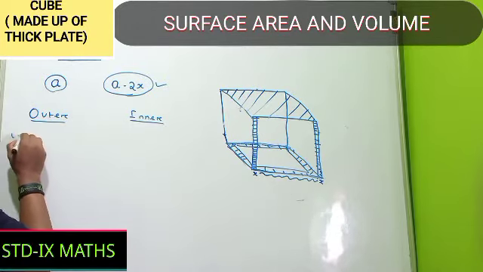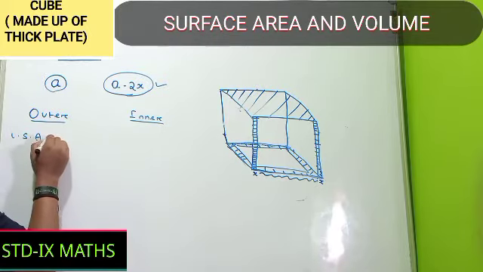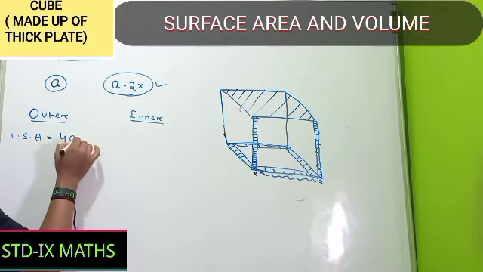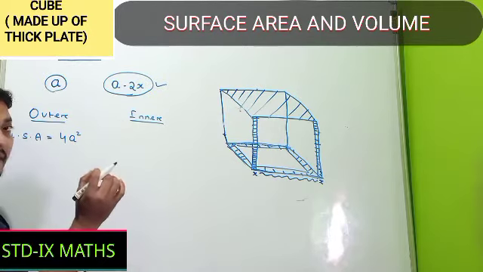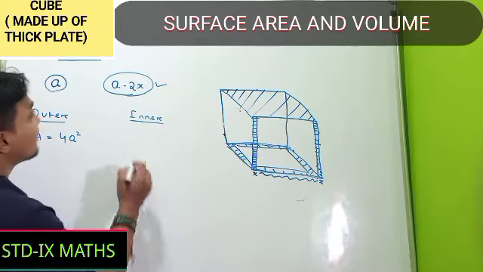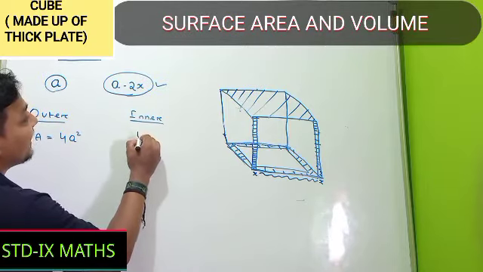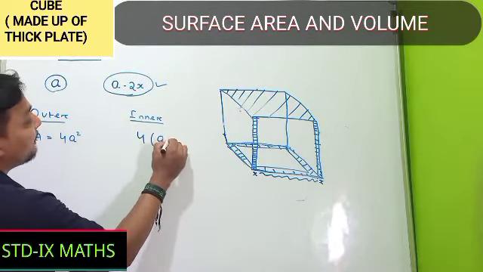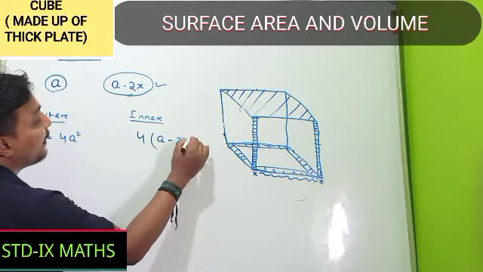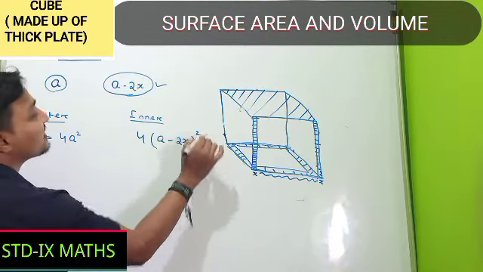Outer lateral surface area is 4a square, but here it is the inner surface area, having some thickness. Whenever the plate has some thickness, the inner surface area will be 4. In place of a square, I have to write it as a minus double of its width, to be subtracted, and its square.